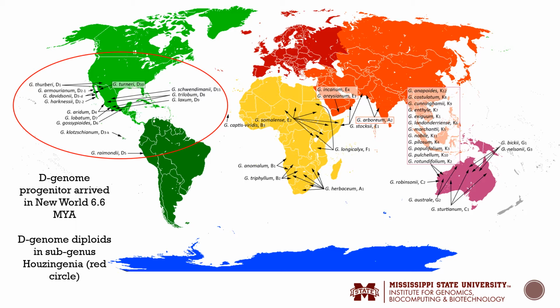The progenitor of the D genome cottons appears to have made its way to the New World approximately 6.6 million years ago. The New World suited the D genome progenitor well, and it gave rise to multiple D species. Of note, the D genome species are referred to as the subgenus Houzingenia.